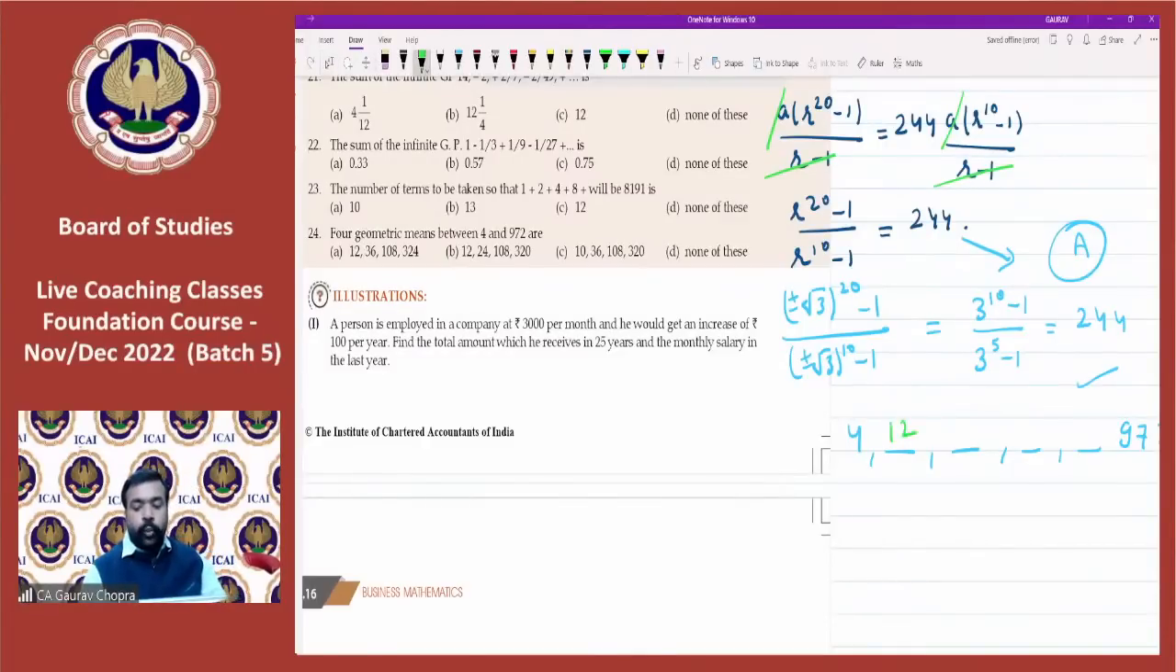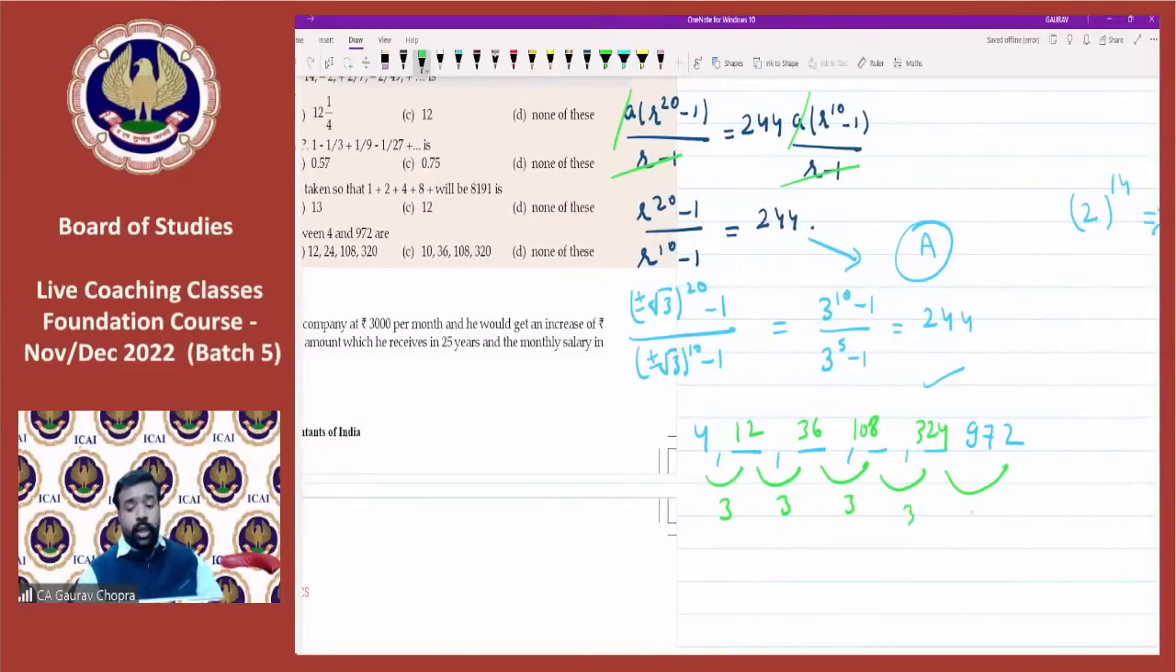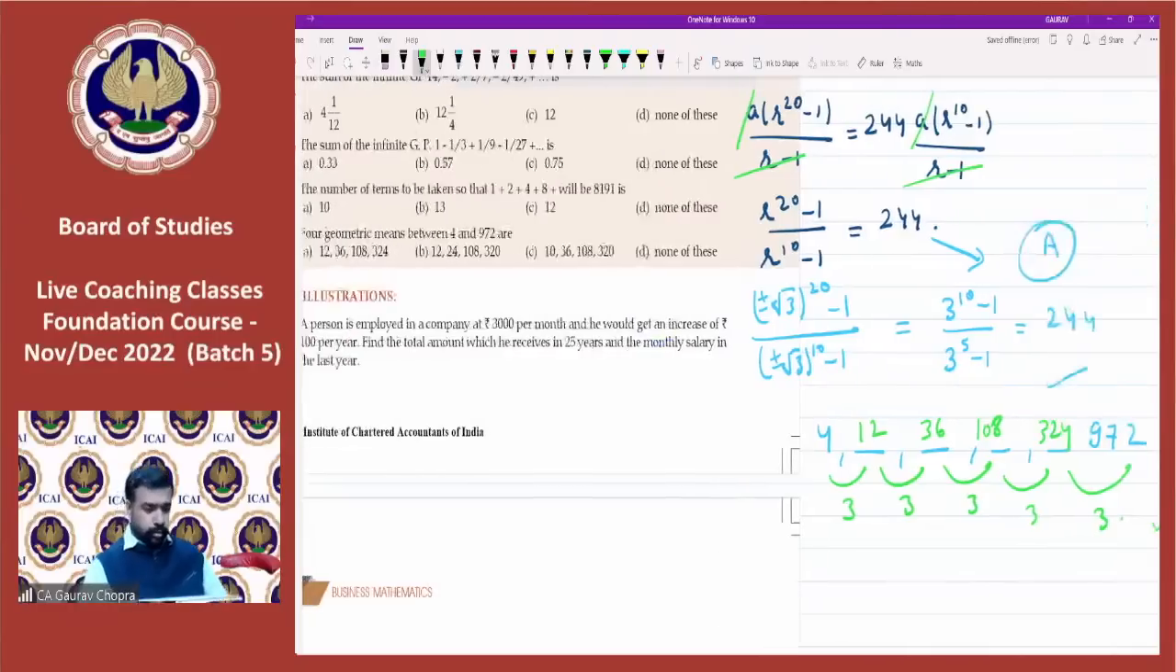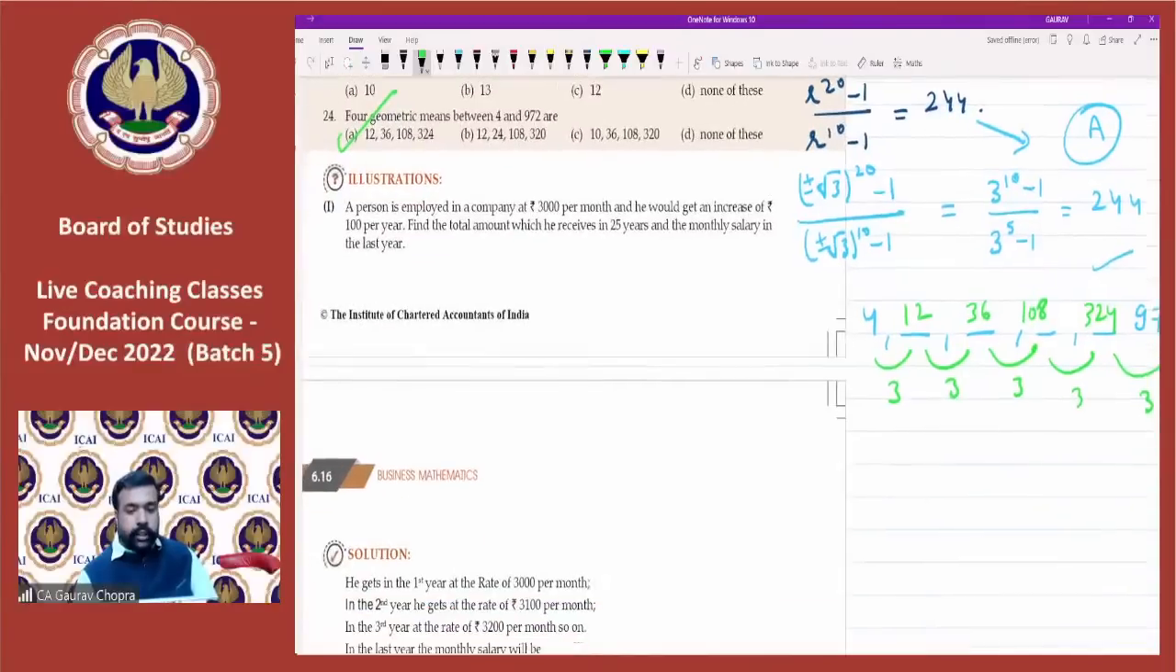So if we try with option number A, see what happens. Option A is 12. What is the common ratio? 12 by 4 is 3. If we keep 36, again 3. 108, again 3. 324, again 3. And from 324 to 972 is also 3. So since the ratio is common, this option A will be correct.